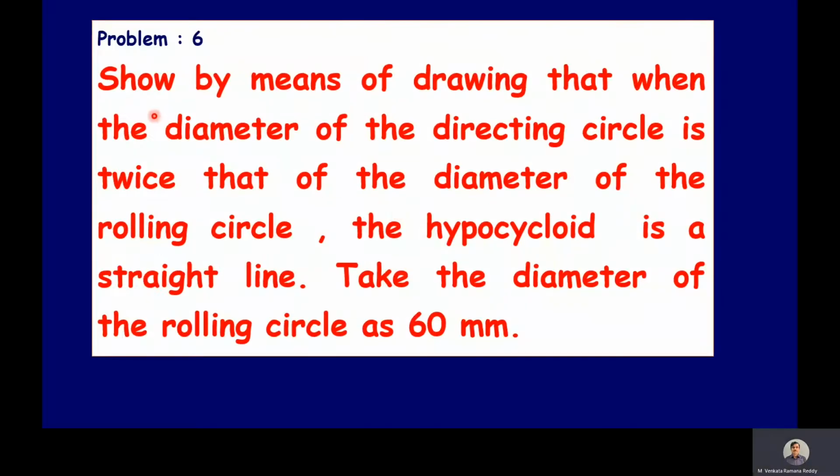The given problem is: show by means of drawing that when the diameter of the directing circle is twice that of the diameter of the rolling circle, the hypocycloid is a straight line. Take the diameter of the rolling circle as 60 mm. Here, the diameter of the rolling circle is 60 mm and the diameter of the directing circle is 120 mm. Then we have to show the hypocycloid is a straight line. Now we'll write the data.